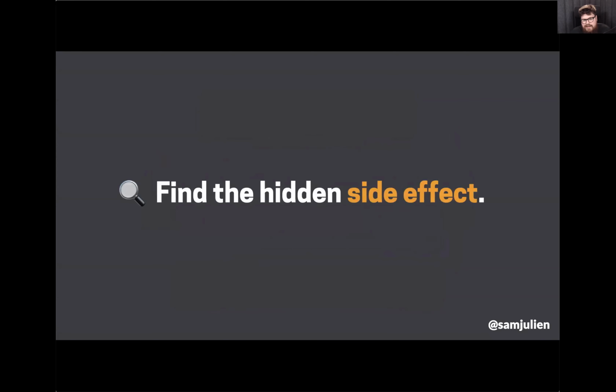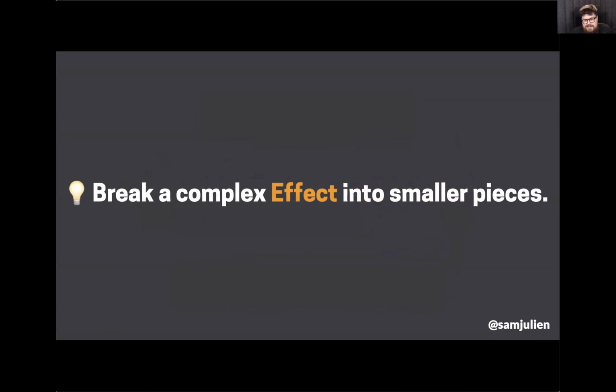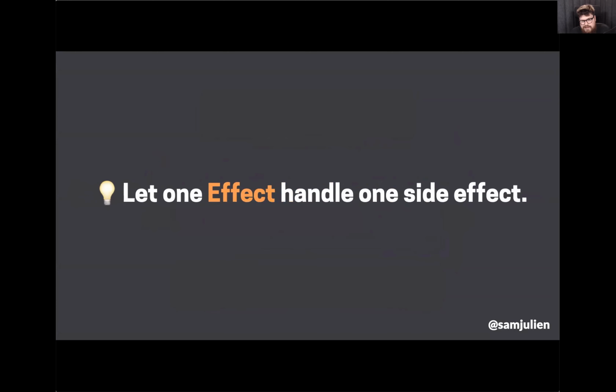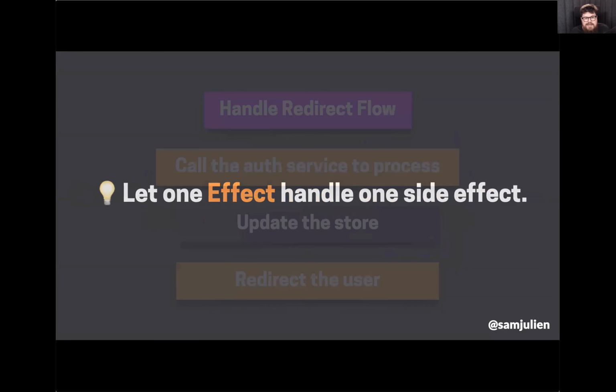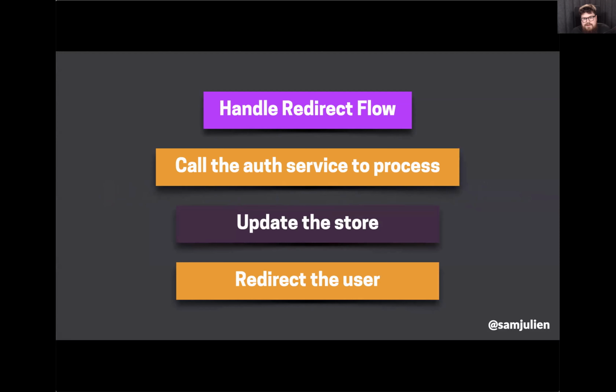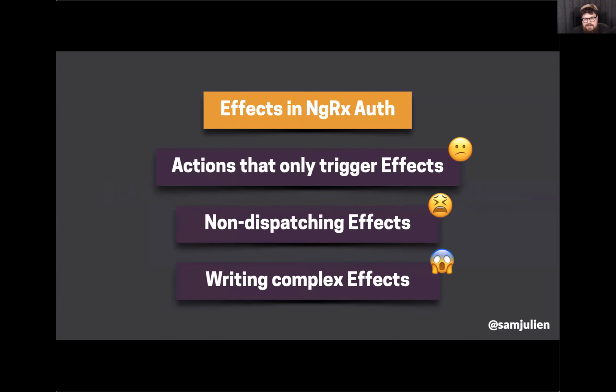So we learned that we need to go back and find the hidden side effect whenever we encounter something so complex like that. We need to break a complex effect into smaller pieces and let only one effect handle one side effect. So we did the same thing where we wrote out our steps, where we call the auth service to process, update the store, and redirect the user. And it turns out that only that second part was updating the store, and the other two were side effects. And that's why we needed two effects, or two actions that we needed to process.